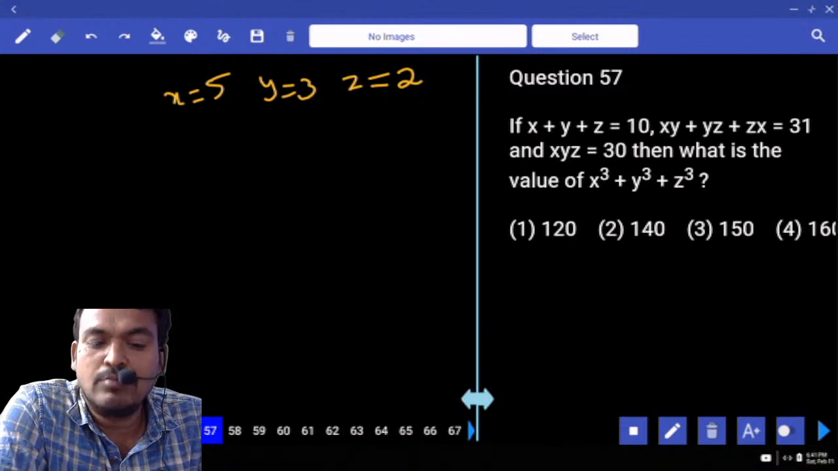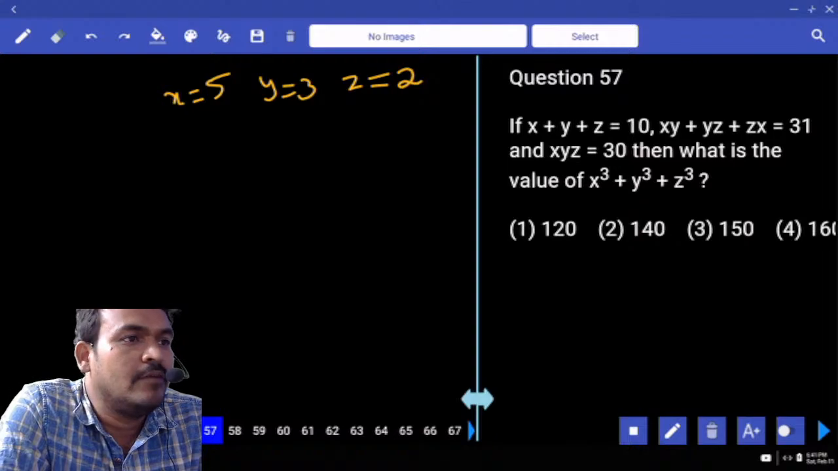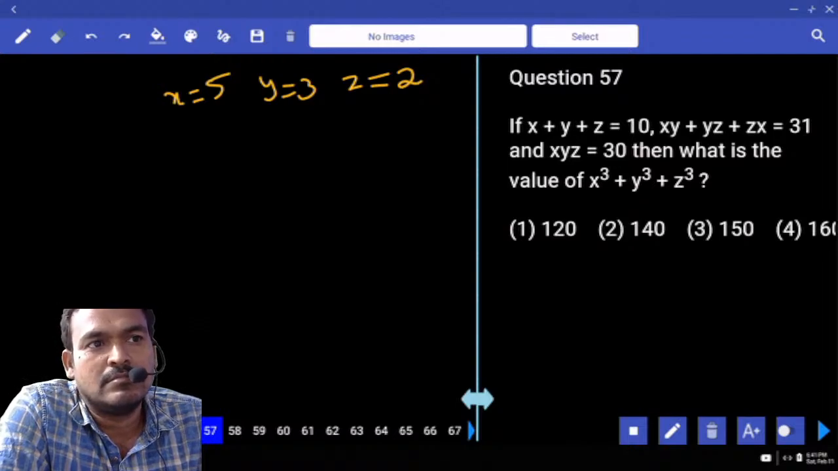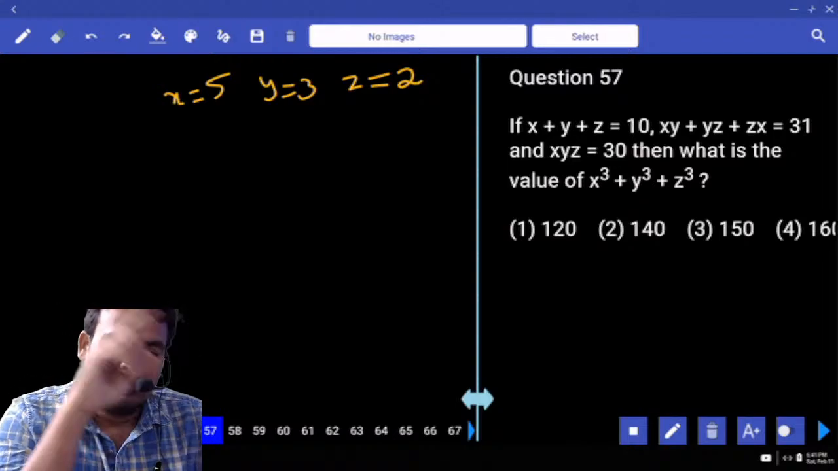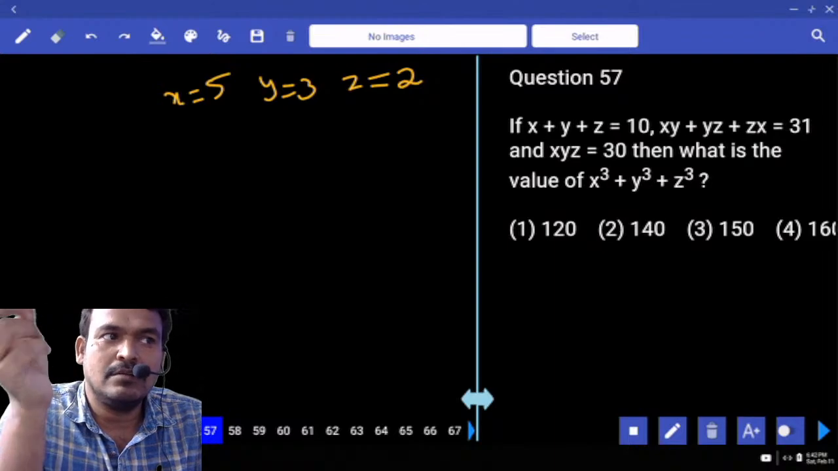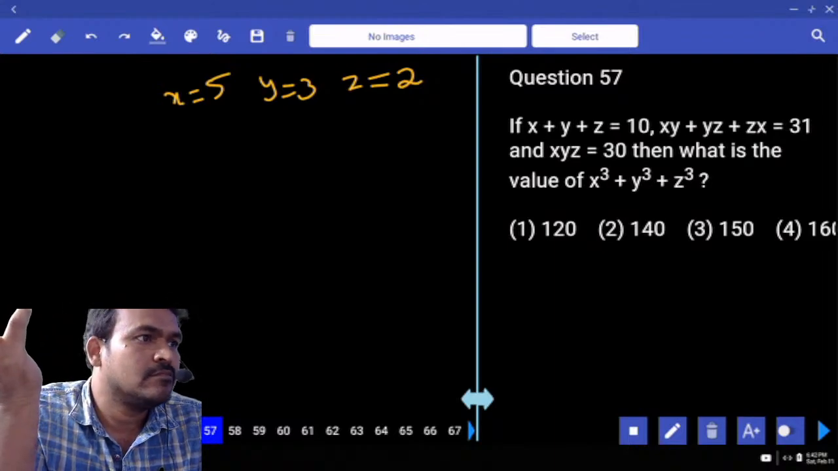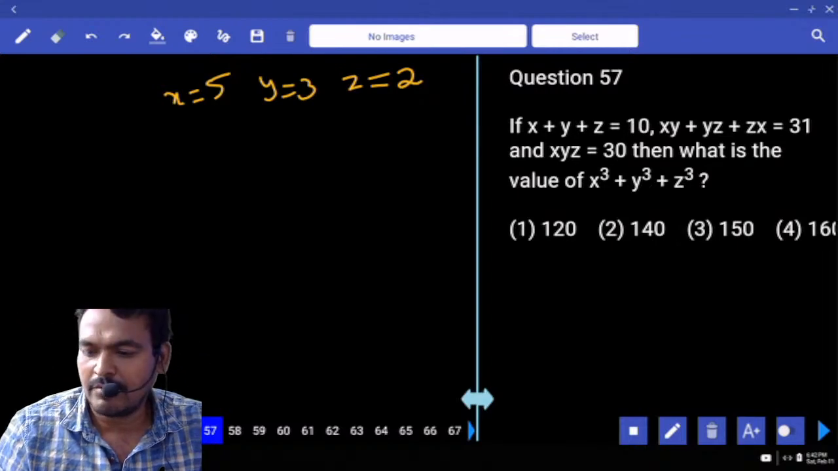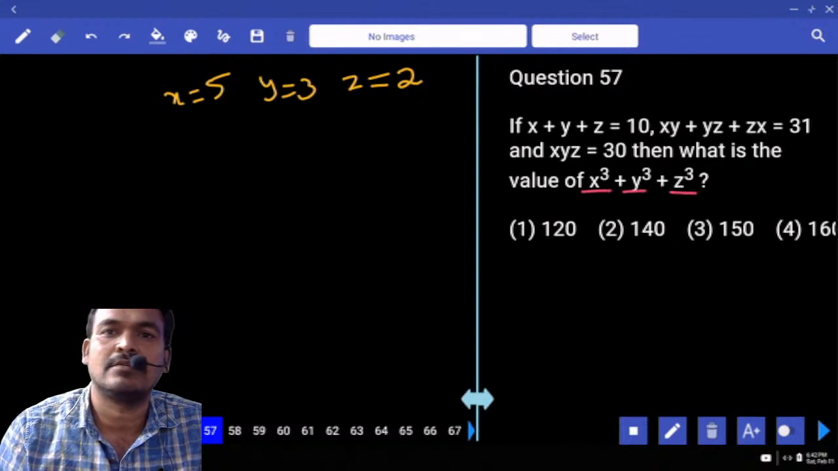5 into 3, xy how much? 15. Yz 6. Zx 10. Total 15 plus 6, 21 plus 10, 31, and all the conditions are satisfied. We required which one? X cube plus y cube plus z cube.